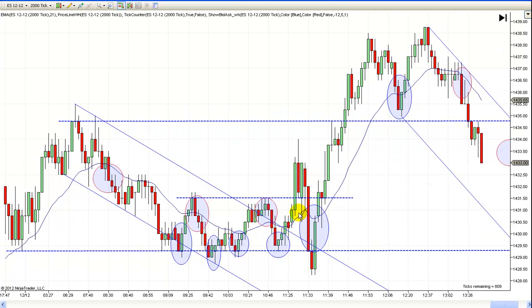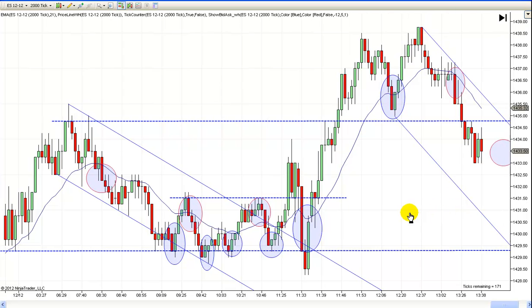Even then, if you didn't get stopped out up here when it came back, it gave you a chance to get out. But you just can't be in, especially on FOMC news. Don't be in the market when that stuff comes out, because if you are, you're just asking for trouble.